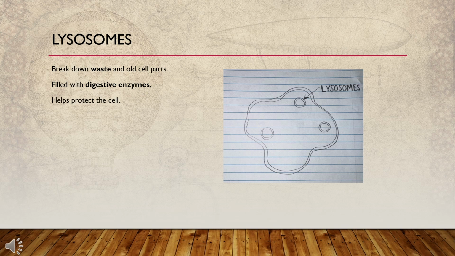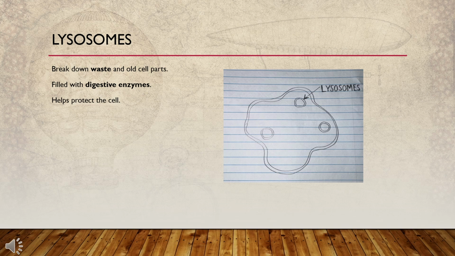Lysosomes help break down waste materials in old or damaged cell parts. They are also filled with digestive enzymes that help clean up the cell. Without the lysosomes, waste would build up and damage the cell. So they help protect the cell and keep it healthy.